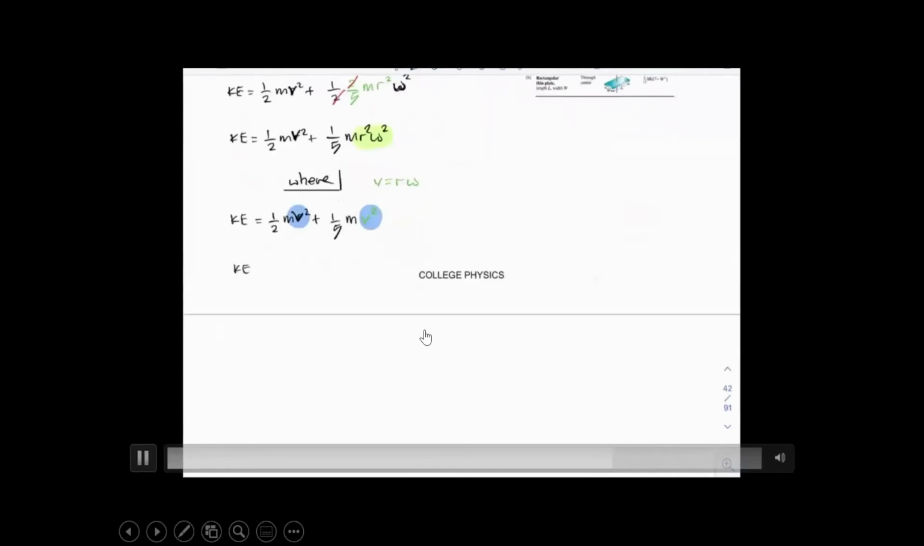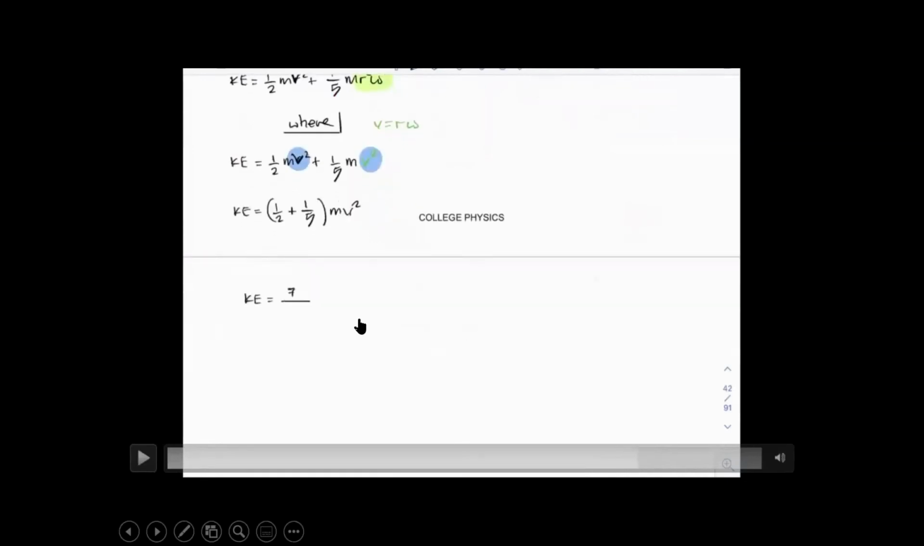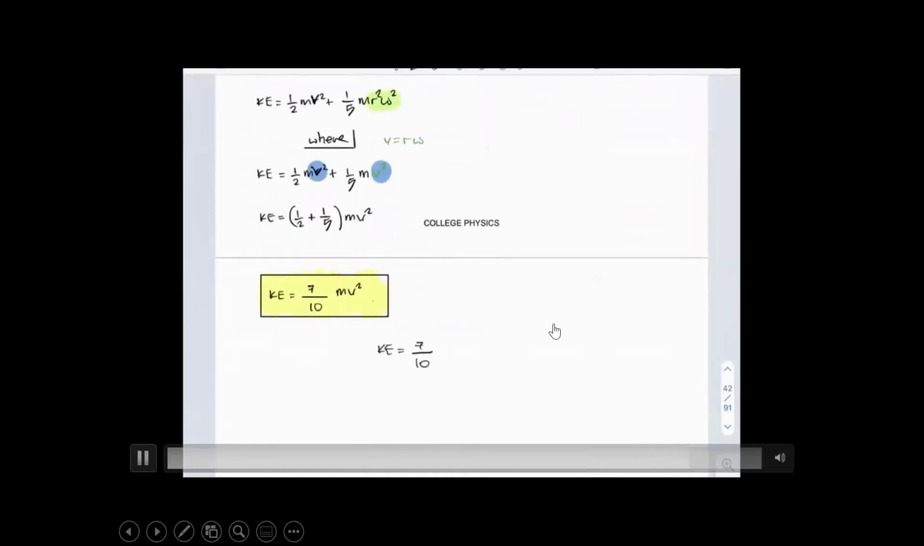Mass is going to be common. The speed is going to be common. Factor them out. And the kinetic energy of the system is not going to be 1/2 mv squared. It's going to be 7/10 mv squared. So it's going to be larger than 1/2. Right, so the kinetic energy is going to be more than what we were expecting.